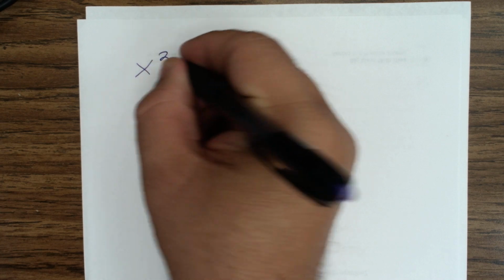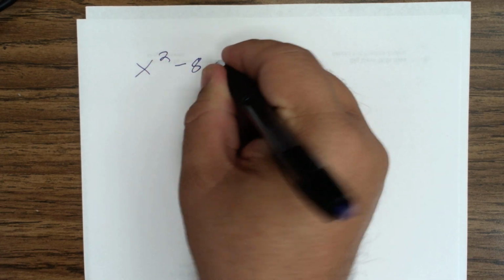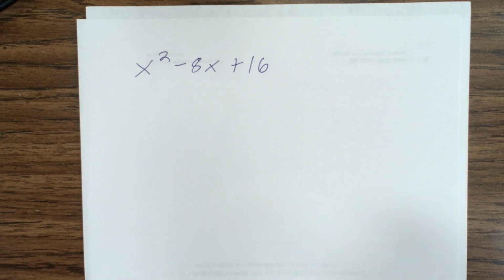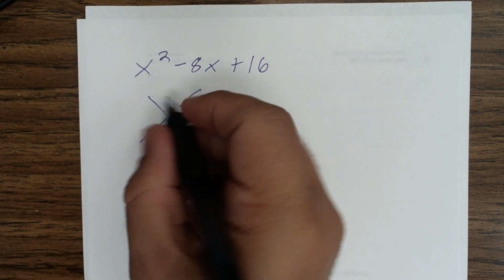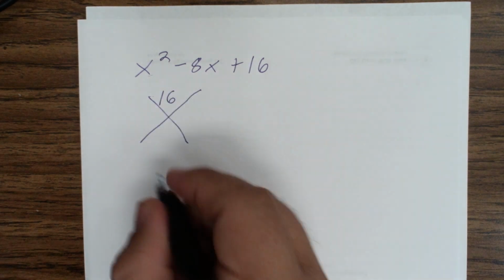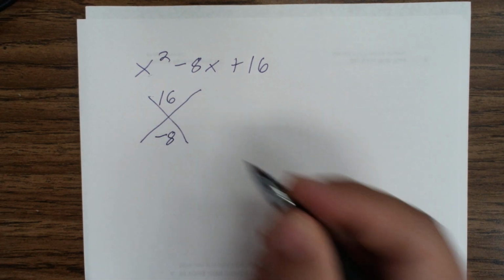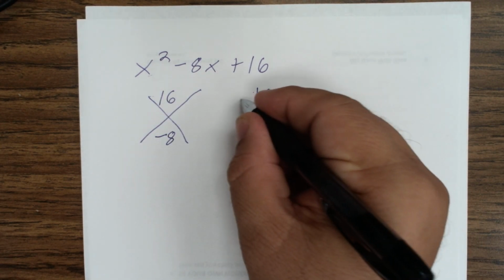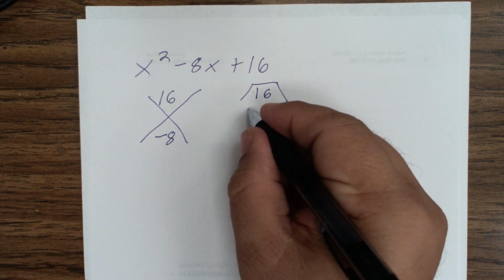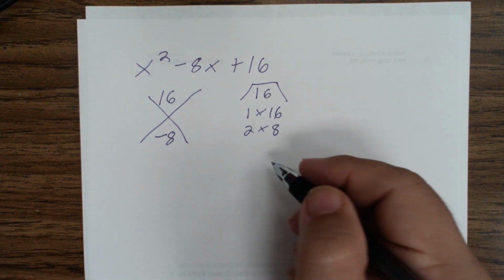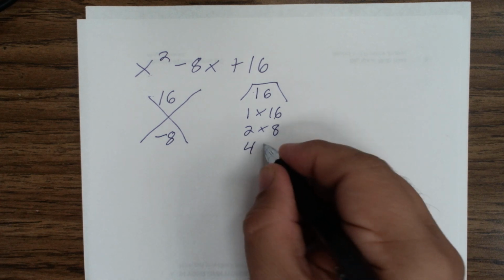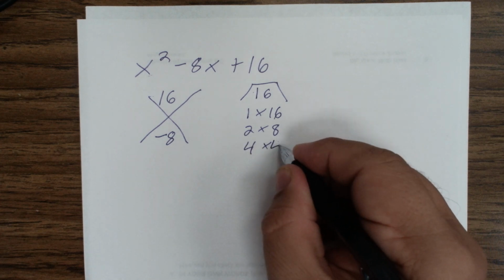So if I look at, for example, x squared minus 8x plus 16, we make our diamond. We know they need to multiply to 1 times 16 is 16, and they need to add to negative 8. So I make my factor tower of 16, and I know that that's 1 times 16, 2 times 8, 3 doesn't go into it, but 4 times 4 is 16.